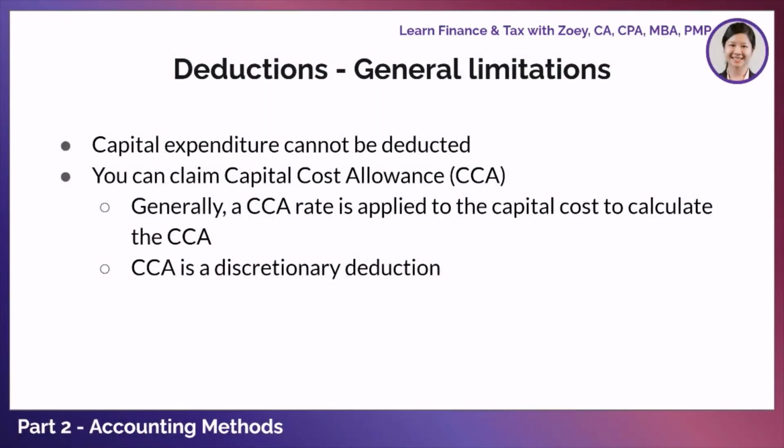In addition, capital expenditure cannot be deducted. Instead, you can claim the capital cost allowance (CCA). Generally, this is calculated using a CCA rate. You do not have to claim the maximum amount of CCA. You can claim any amount you like, from zero to the maximum allowed for the year. If your taxable income is very low for a particular tax year, or if you don't have to pay income tax for that year, you may choose not to claim CCA.